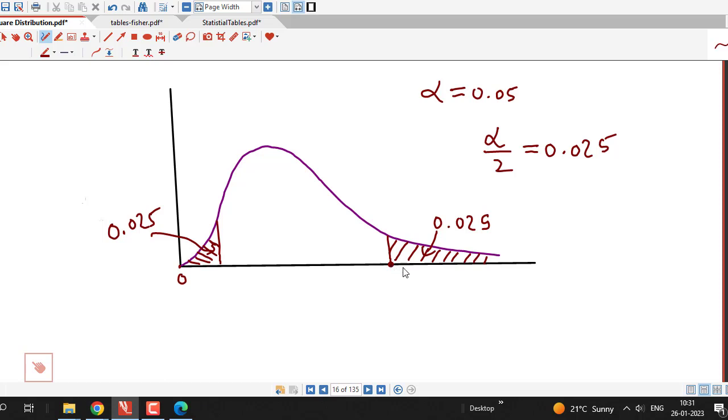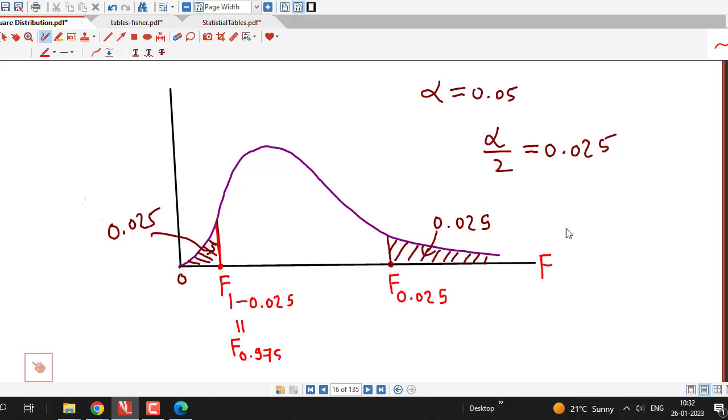Now the area to the right side of this point is 0.025, so I denote it by F suffix 0.025, and I have to find the area to the right side of the other point. So for that I am considering 1 minus the area to the left side of this point, and that turns out to be F suffix 0.975, and these values of F are on the horizontal axis.